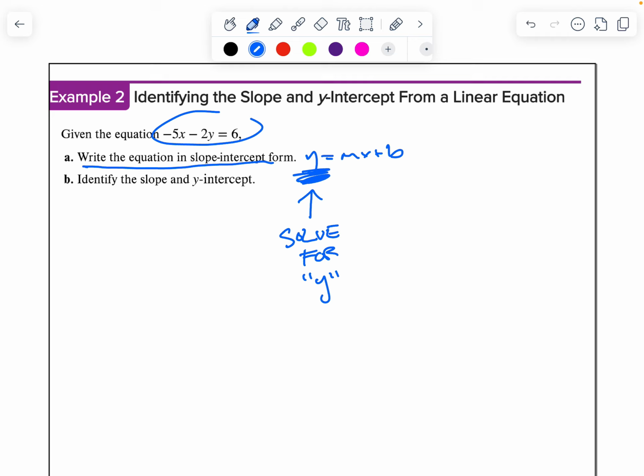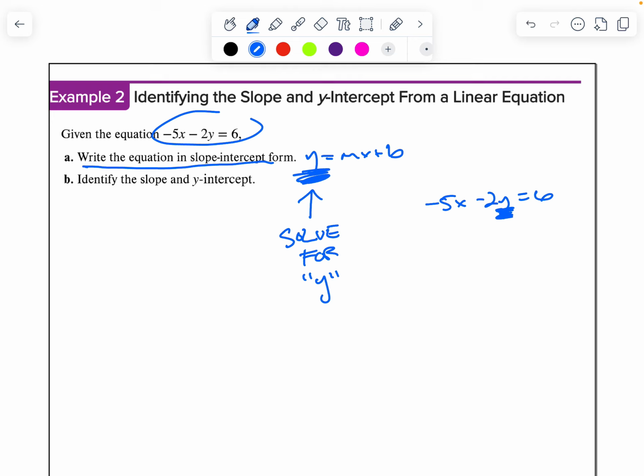Solving literal equations means we have more than one variable and we're trying to get one of them by themselves. That's exactly what we're trying to do here. So in our equation, I'm just going to rewrite it over here. Negative 5x minus 2y equals 6. I want to solve for y. I want y by itself. That way I can have slope-intercept form.